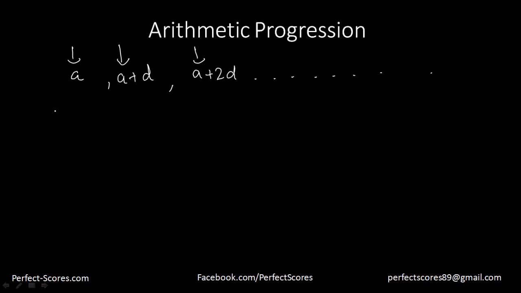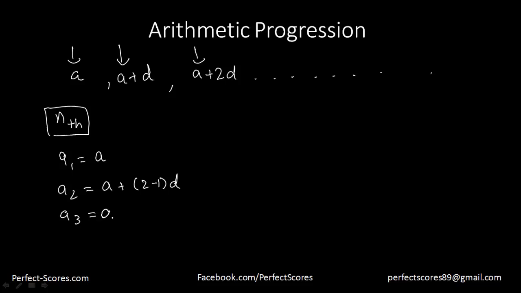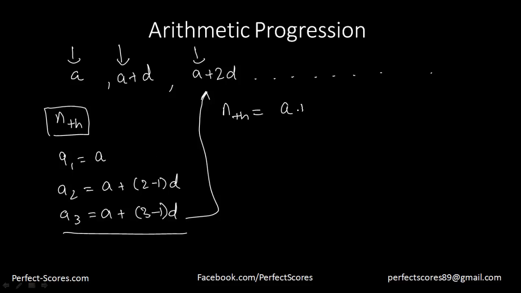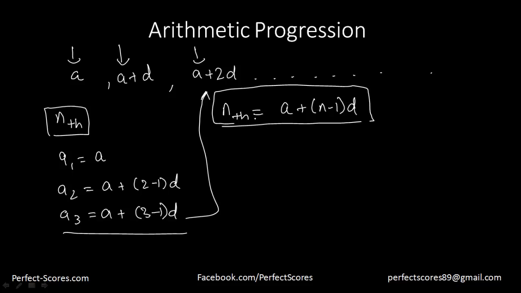But if I want to calculate the nth term, right? So if I want to calculate the nth term, you can clearly see that the first term is equal to a, the second term is equal to a plus 2 minus 1 into d, the third term is equal to a plus 3 minus 1 into d. You can clearly see this third term is equal to this. So I can clearly say that the nth term is equal to a plus n minus 1 into d. So this is how I usually define my nth term, right?